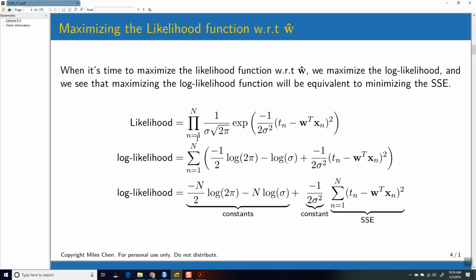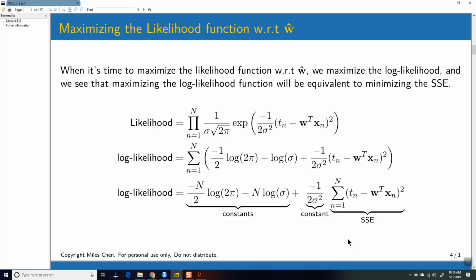We're dealing with a sum rather than a product, and if we take a careful look at this log likelihood, we see it's a bunch of constants, and this part looks a lot like the sum of squared errors. And so we left off saying something like trying to maximize the log likelihood is equivalent to minimizing the sum of squared errors, because this part, we're multiplying our sum of squared errors by a negative constant.